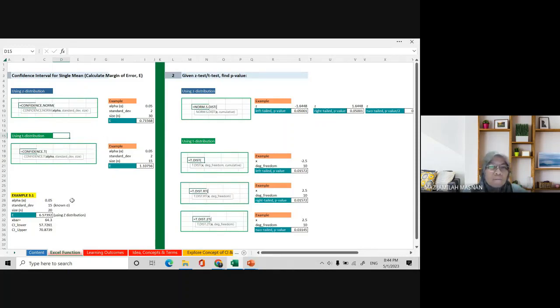Now, I have put some example here. It will be much easier if I just go straight to the point where we find example 3.1.